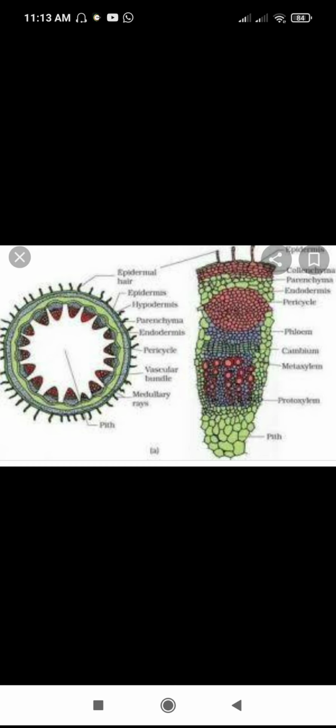Next we will discuss the vascular cylinder. The vascular cylinder is present below the cortex. In the first layer of the vascular cylinder, the pericycle is inconspicuous.